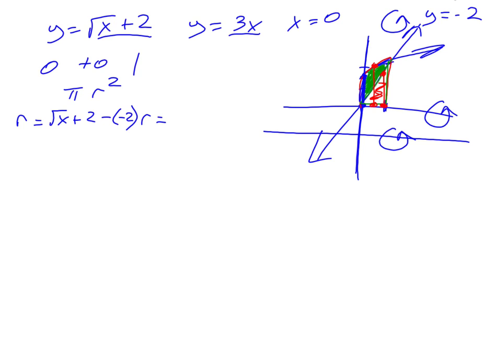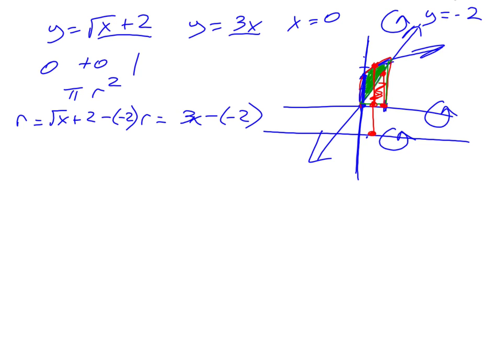Everybody on board with that? Because my R is going from the top, except this time, instead of stopping at the x-axis, I'm going to go all the way down to there. So to get that distance, I've got to do top minus bottom. My top is the square root of x plus 2. My bottom is -2. So that's what I did there. What does my other R need to be? 3x minus a -2 gives me my other R.